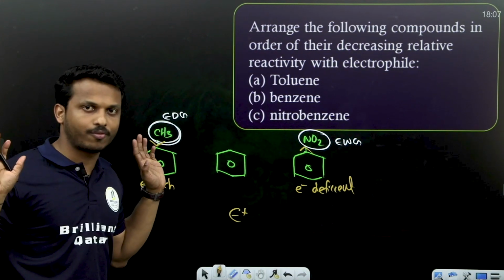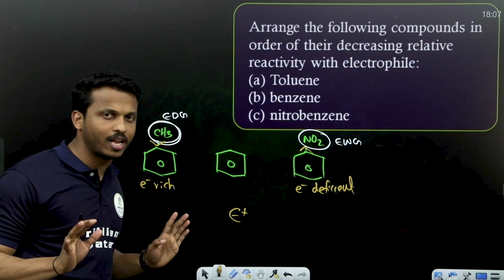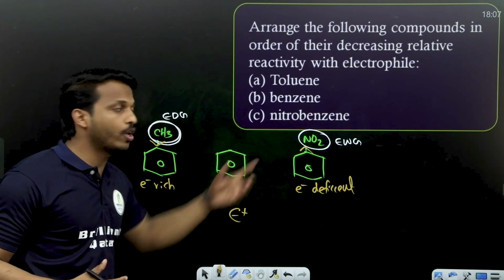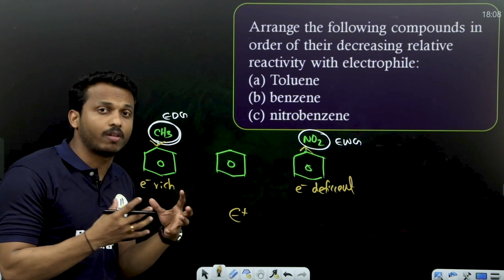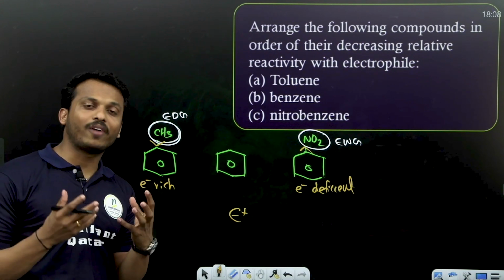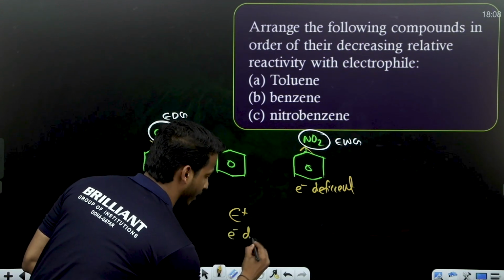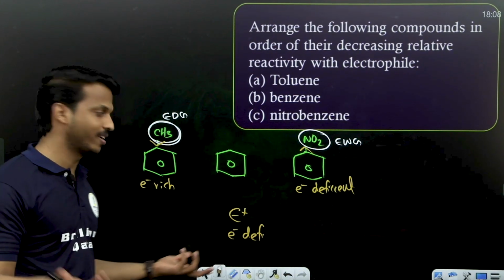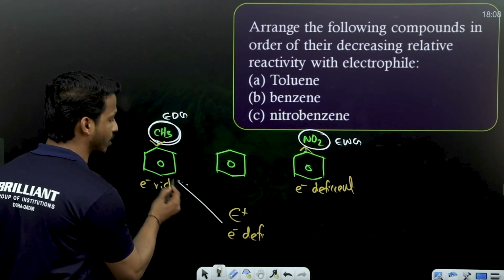This is correct for any donating and withdrawing cases, right? Any donating group present, benzene will be electron rich. Withdrawing group present means benzene will be electron deficient. What is an electrophile? An electrophile is already electron deficient. Therefore, it has a positive charge. So, where does it prefer to attack? Electron rich. So, it will go to this side.